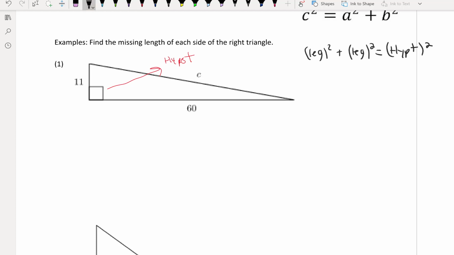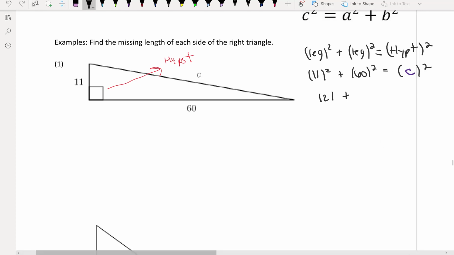So now without delay, I can say that one of my legs, let's say, is 11. And the other leg is going to be 60. The only thing that really matters is which one is the hypotenuse, because that one you can't mix up. That's going to be my C. So now I have 11 squared, which is 121, plus my 60 squared, which is 3,600, is equal to C squared. So 121 plus 3,600, that's going to give me 3,721 is equal to my C squared.